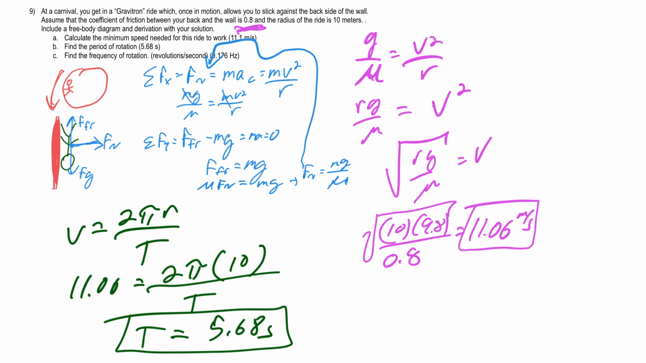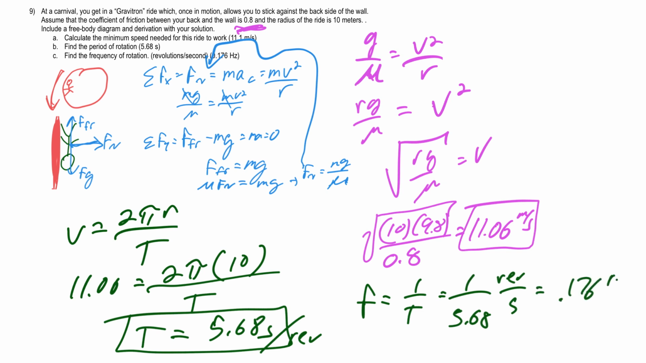What's the frequency? Well, remember, frequency is simply 1 over the period. So if we know the period, we know the frequency, right? Frequency is essentially how many revolutions per second. You can think of the period as the seconds per revolution, and the frequency as revolutions per second. All right, and we get 0.176 revs per second, or the unit we'll often use is hertz. All right, let's move on to the next one.